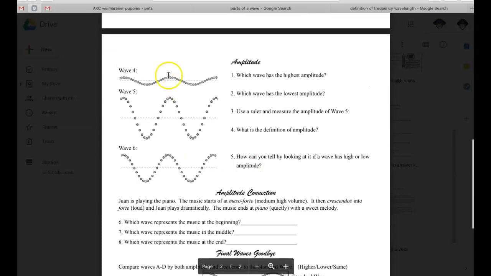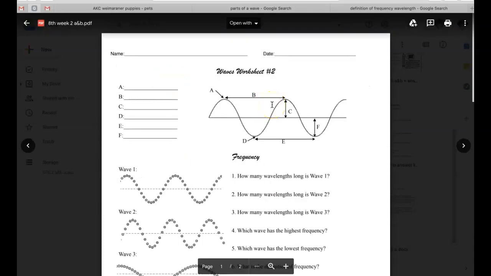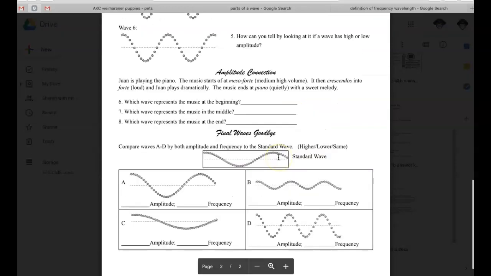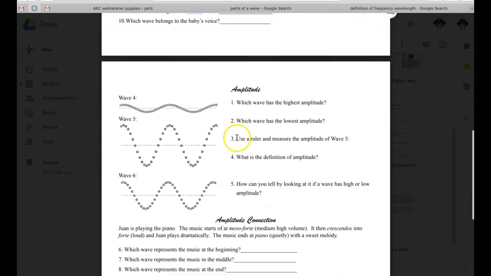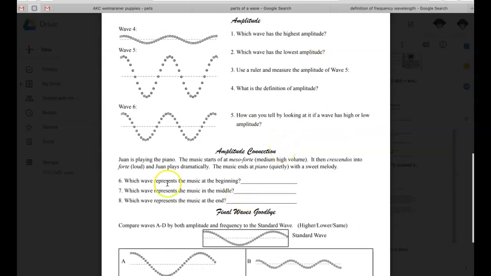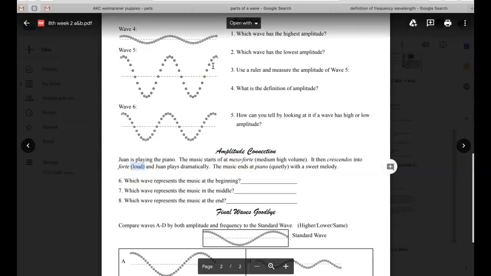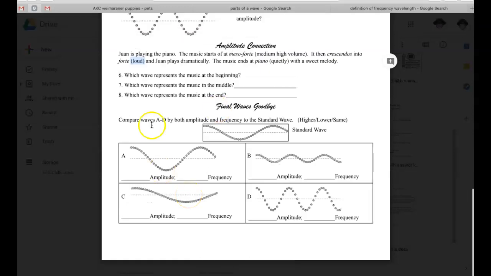And then amplitude is, if we go back up, the distance between the crest and sea level. Amplitude represents the volume. So the louder sounds have the larger amplitude right over here, and the softest music will have the smaller amplitude. And then in this last part, you compare both amplitude and frequency to the standard wave.